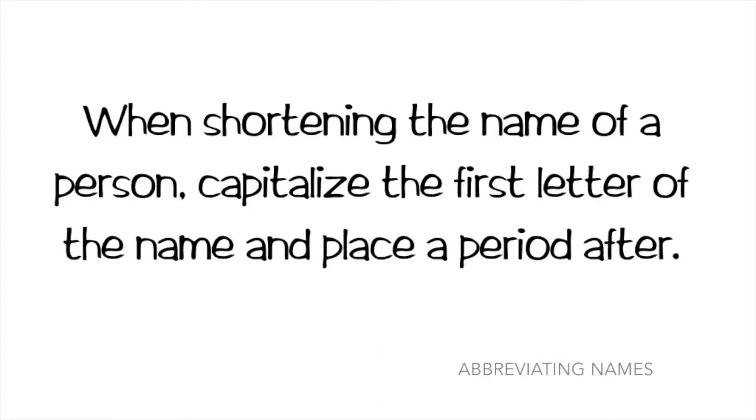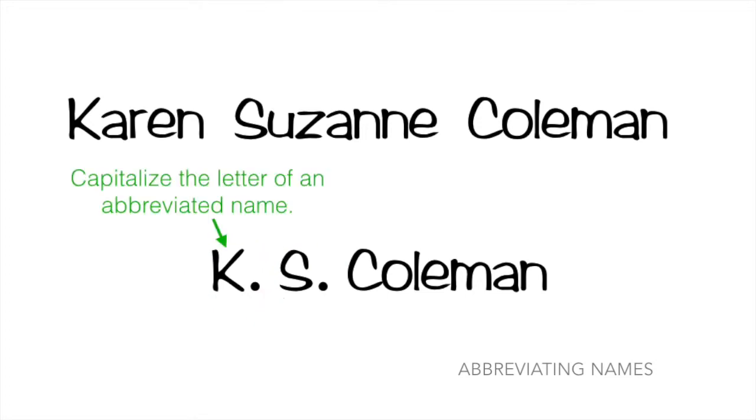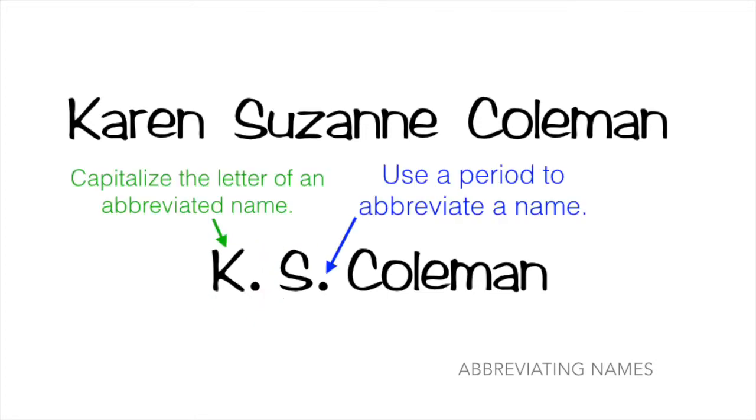Now we'll move on to abbreviating names. When shortening the name of a person, capitalize the first letter of the name and place a period after. Here's an example. Karen Suzanne Coleman. Notice how we shortened the name Karen and Suzanne by leaving a capitalized first letter of that name followed by a period.